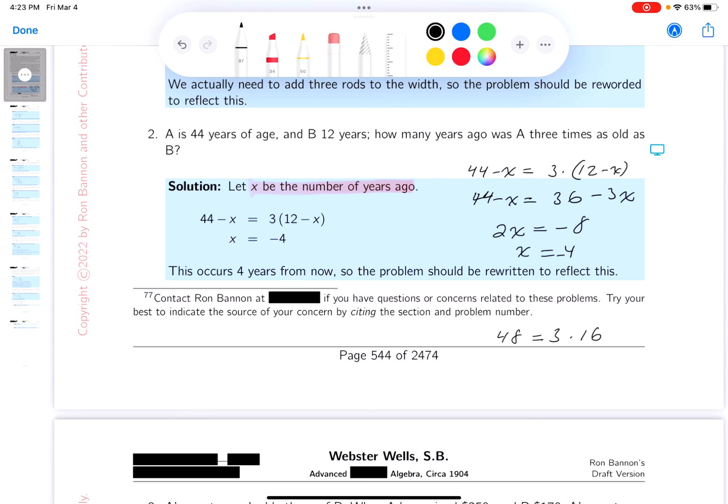So Wells would claim the problem really should be rewritten. And I agree with that. The problem should be rewritten like that. Because it's not 4 years ago, it's 4 years from now. All right? So not how many years ago, it's in the future it occurs. All right? So again, this is written over here for you.